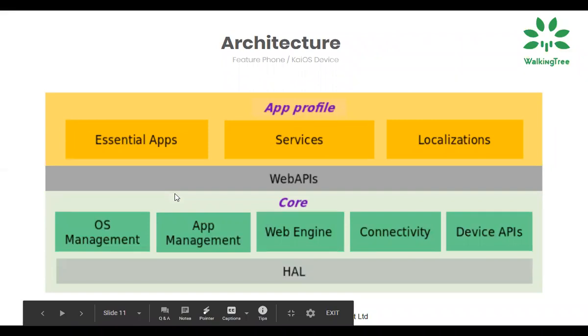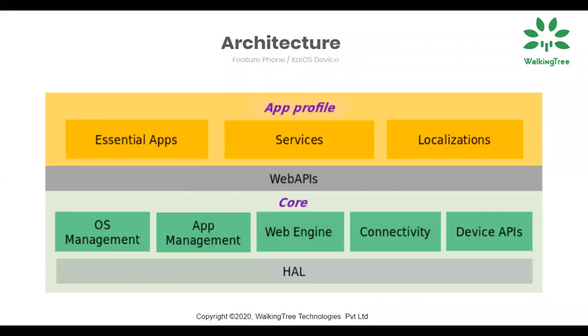Before we jump into the development process, let us understand the architecture of the KaiOS device. The KaiOS product is decoupled into two components: the app profile and the core. The app profile consists of a list of web apps which allow you to perform user interaction functions. That means all the web apps which are installed are available on the mobile device. They all fall under the app profile category.